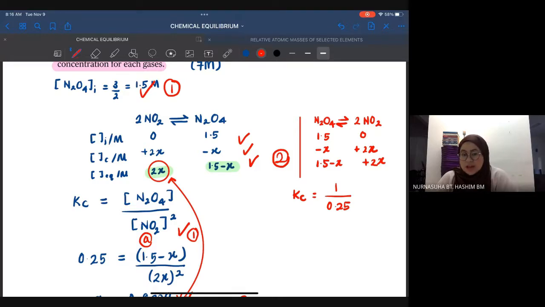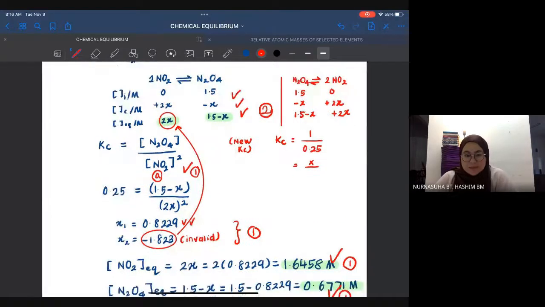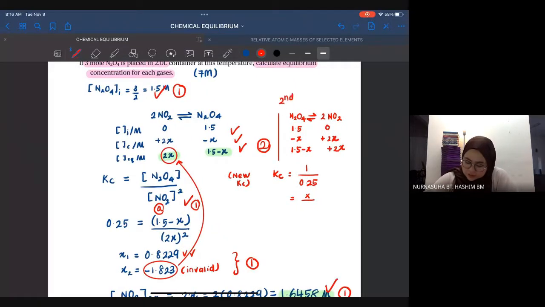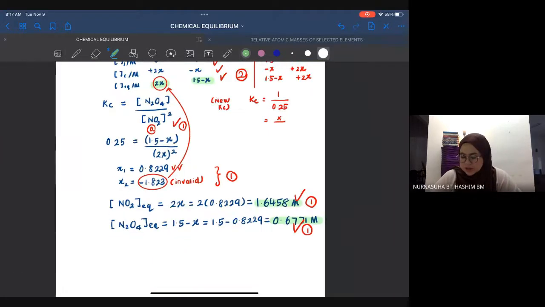Okay, sebab kita sudah inverse the equation. Okay, so dah dapat KC yang baru, then proceed macam biasalah. Okay, so this is second method. Cuba you try buat on your own. Try to do on your own. Okay, you should get the same answer dekat bawah ni. Okay, same answer.